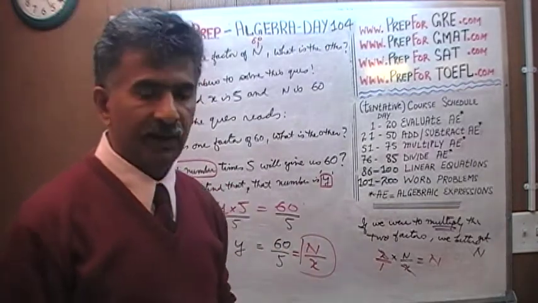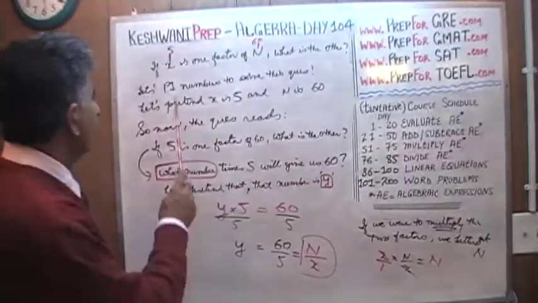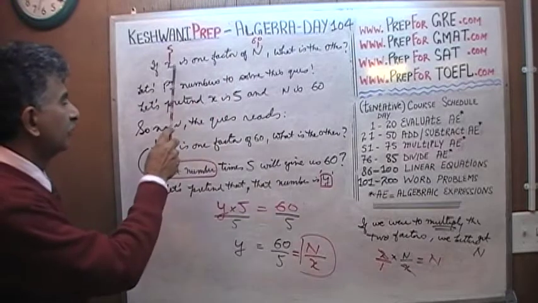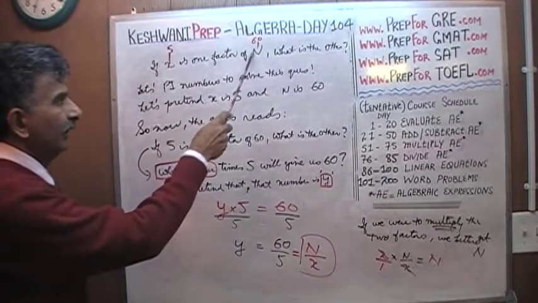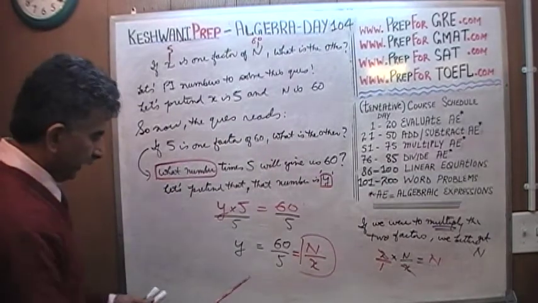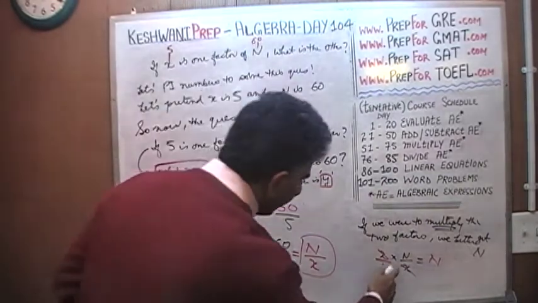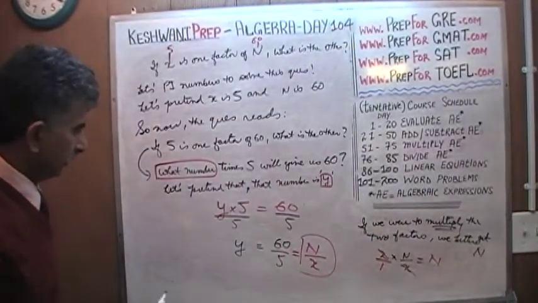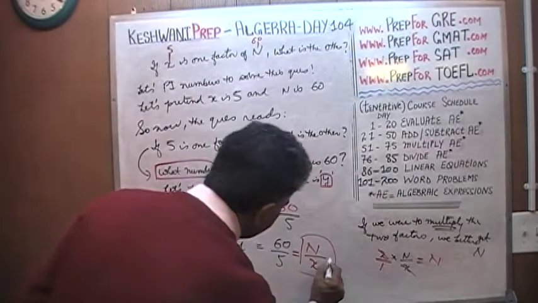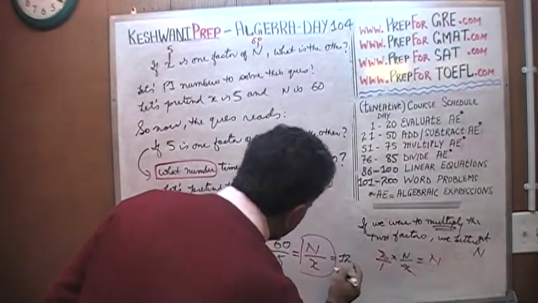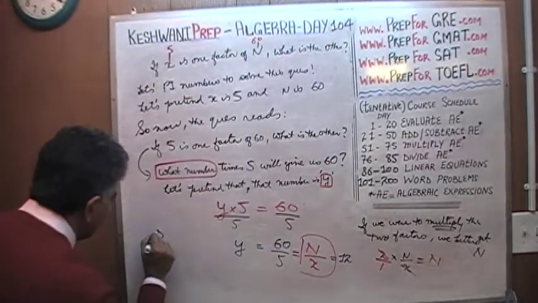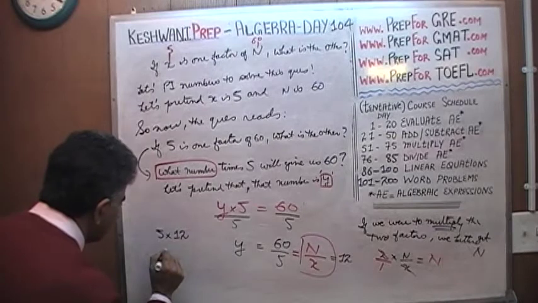So here the question was not, if x is one part of n, what is the other? Here the question is, if x is one factor of n, what is the other? The other we found is n over x. Why? Because n over x times x gives us back the n. 60 over 5 is 12. 12 is the other factor. The first one was 5, and 5 times 12 gives us our 60.